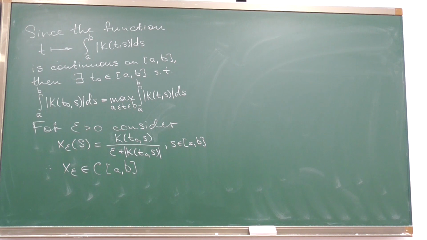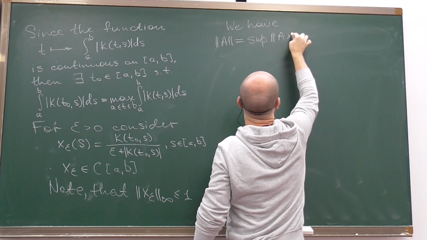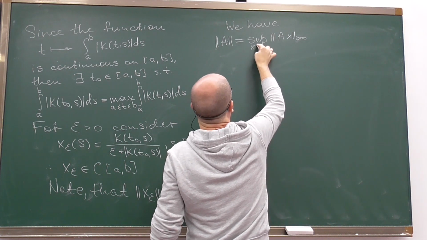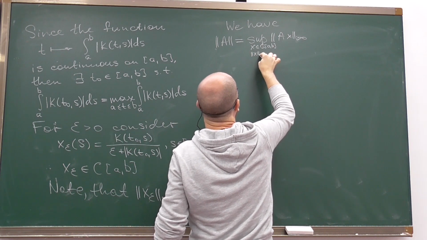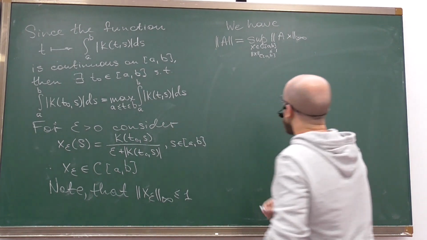Now let's compute the value of A at the functions x epsilon. So first of all, let us notice that the norm of x epsilon is less than 1. Now we will use the formula for the norm of the operator which we have just proved. The norm of A equals the supremum of the norm of Ax over all x from C[a,b] such that the norm of x in C[a,b] is less than or equal to 1.